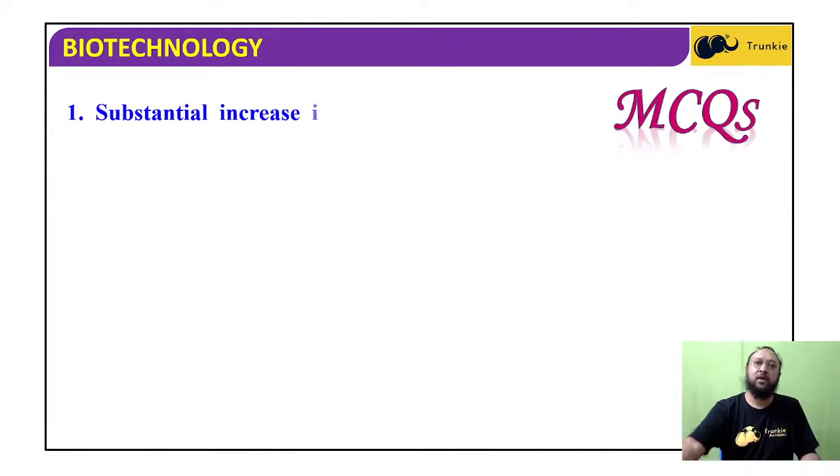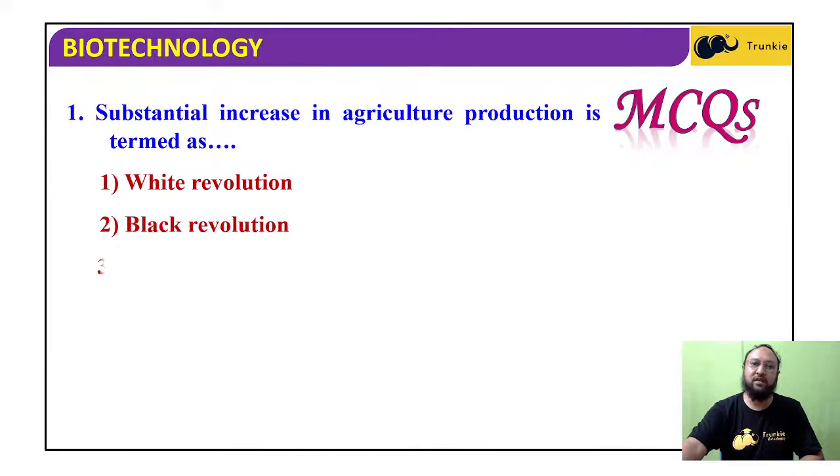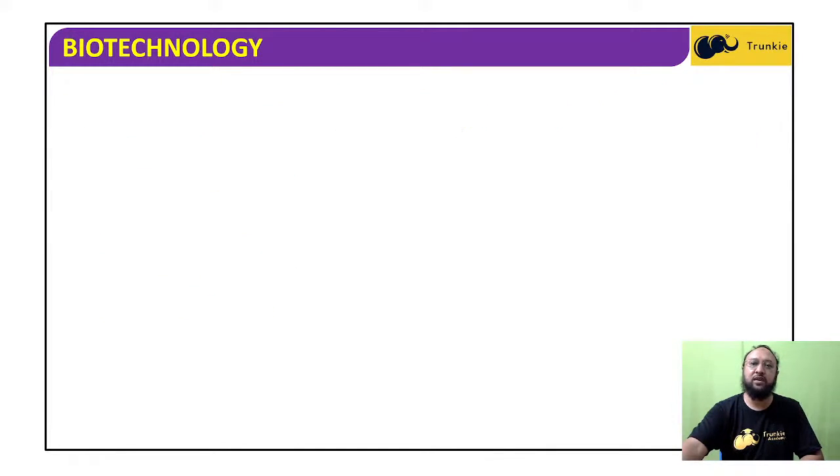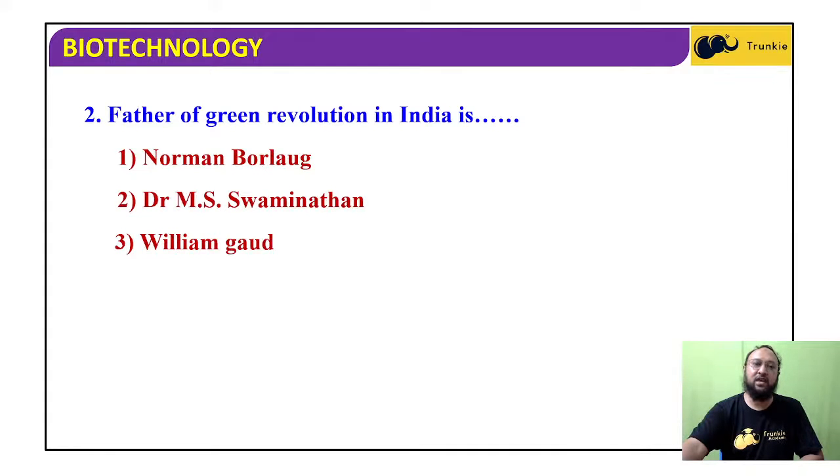Now, the substantial increase in agricultural production is termed the white revolution, the black revolution, the green revolution, or the red revolution? It is the green revolution. Very simple question. The father of the green revolution in India is Dr. M.S. Swaminathan. He is Indian and he played a very critical role in the success of the green revolution. So it is Dr. M.S. Swaminathan.